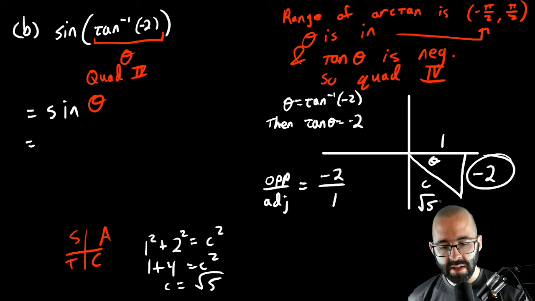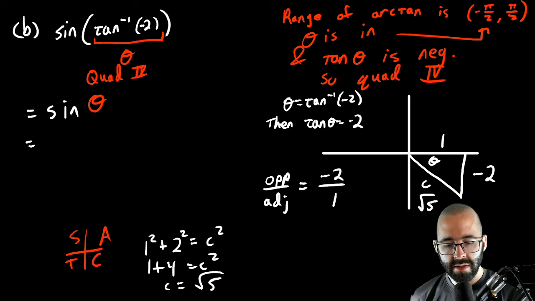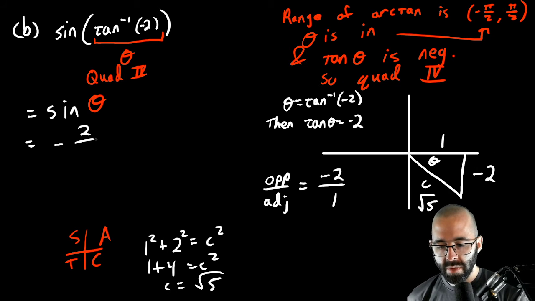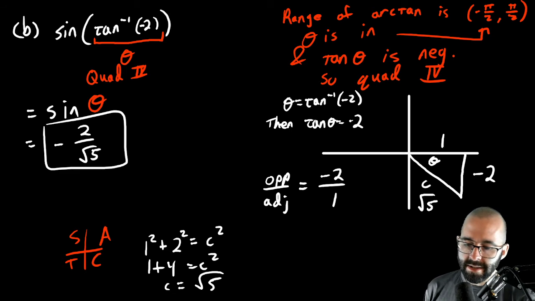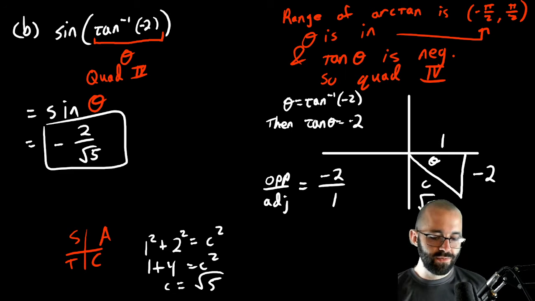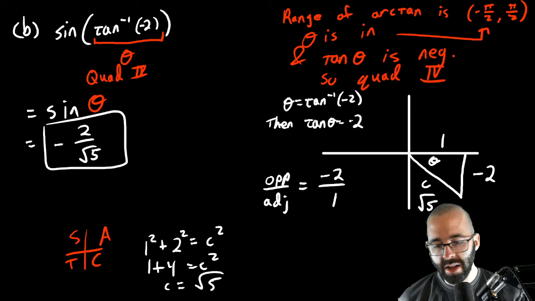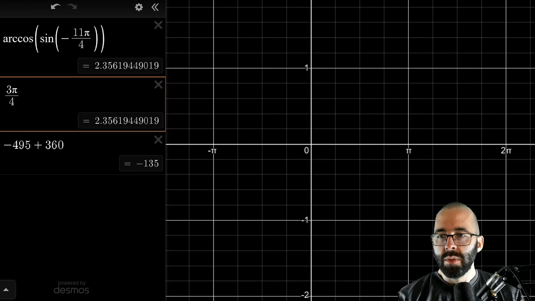So sine is opposite over hypotenuse. It's going to be -2 over the square root of 5. And let's say hypothetically you were nervous. You could always check your answer. I'm pretty confident about this one, but well, let's look at this.